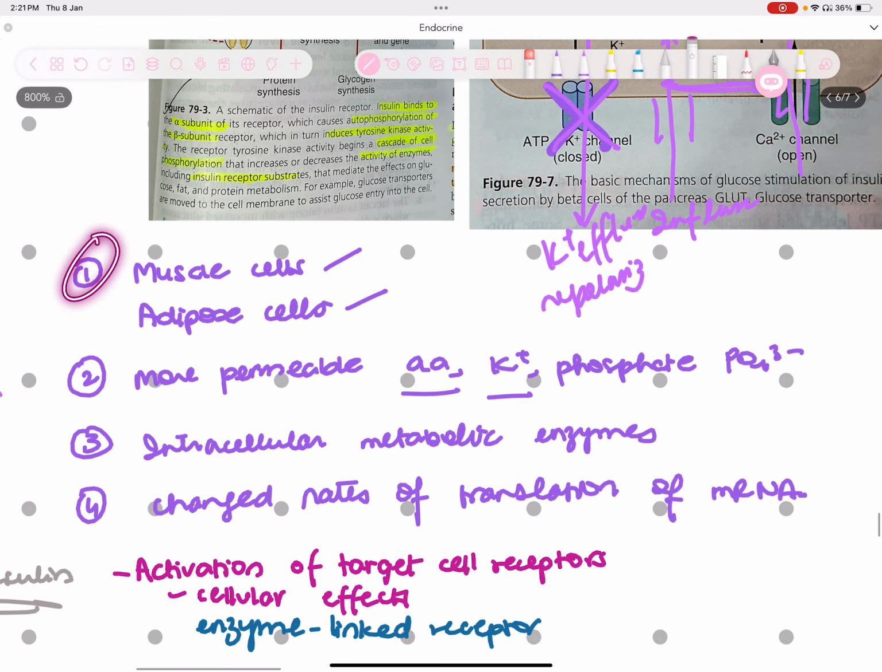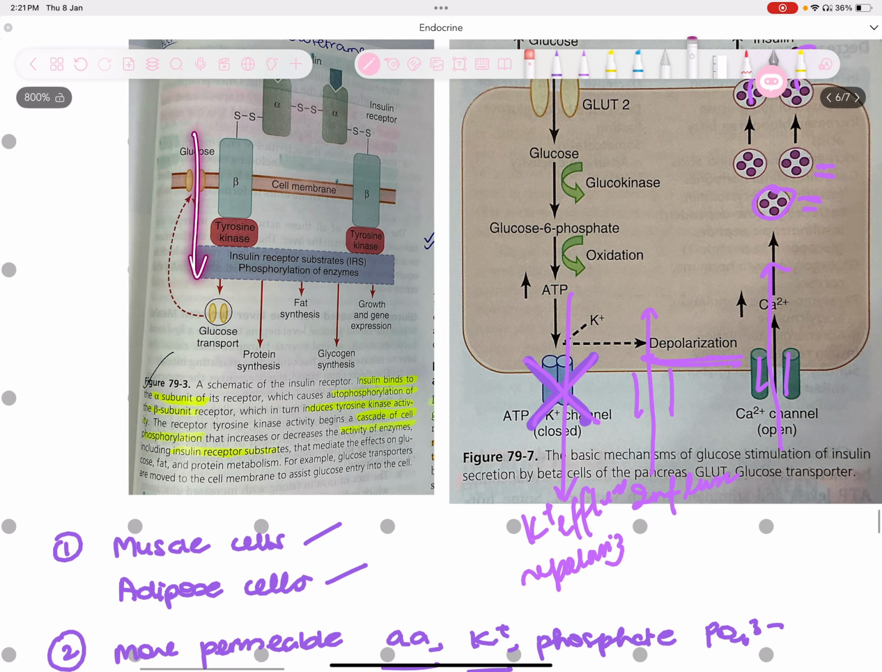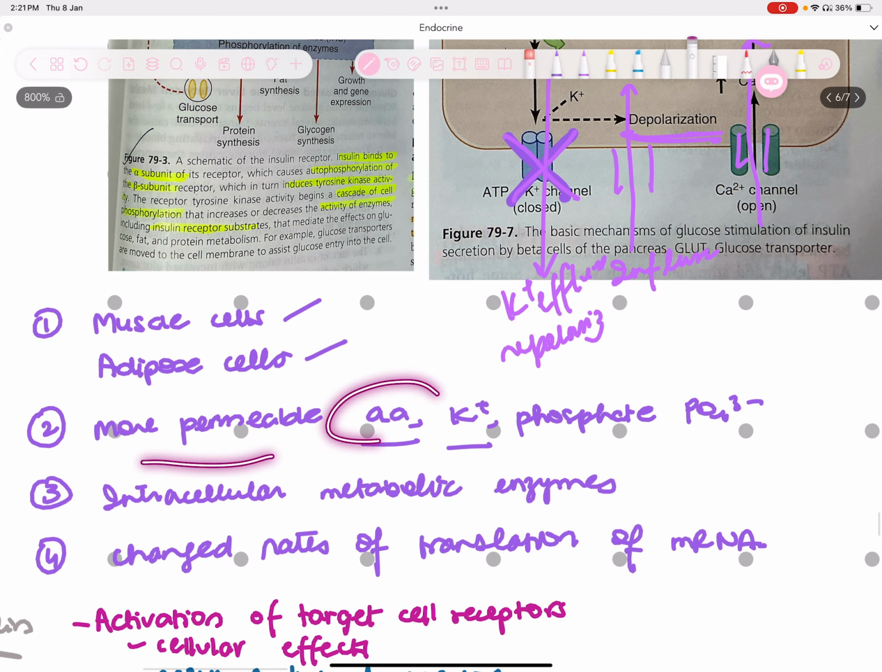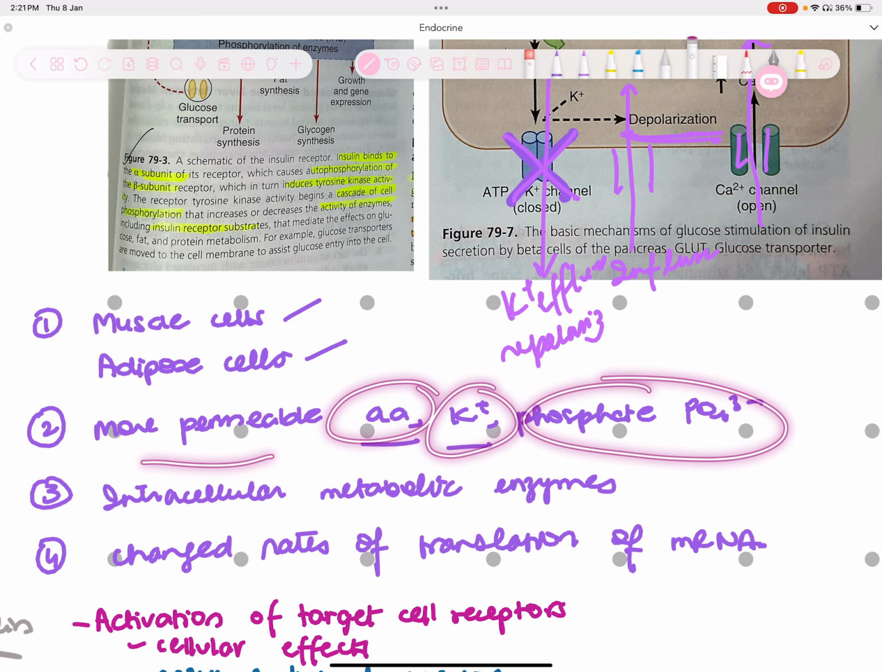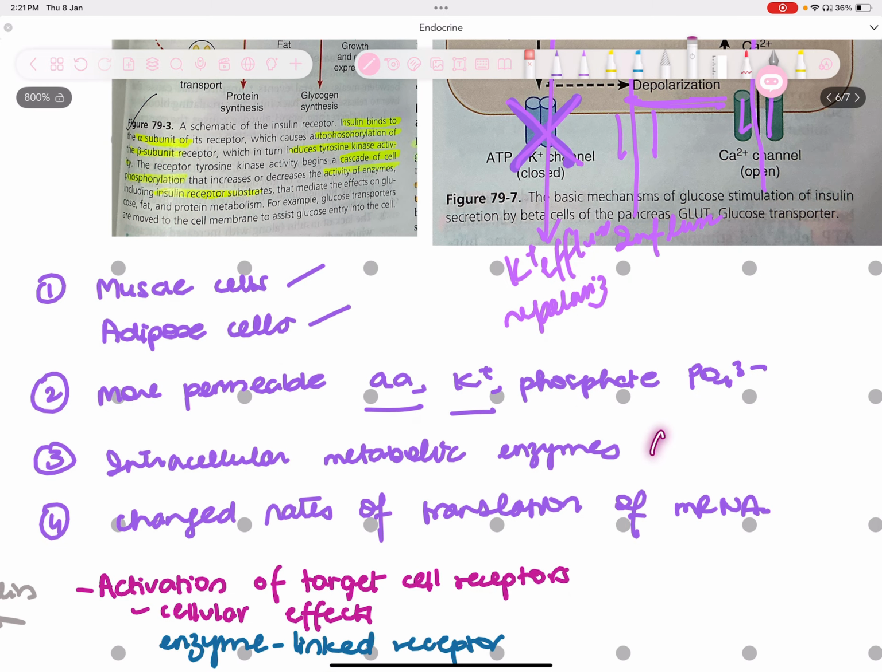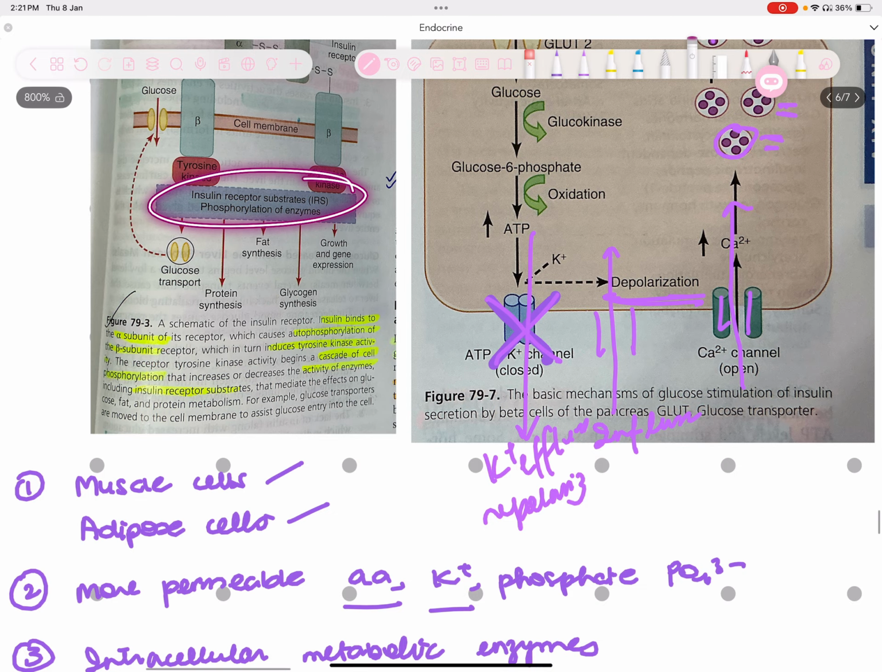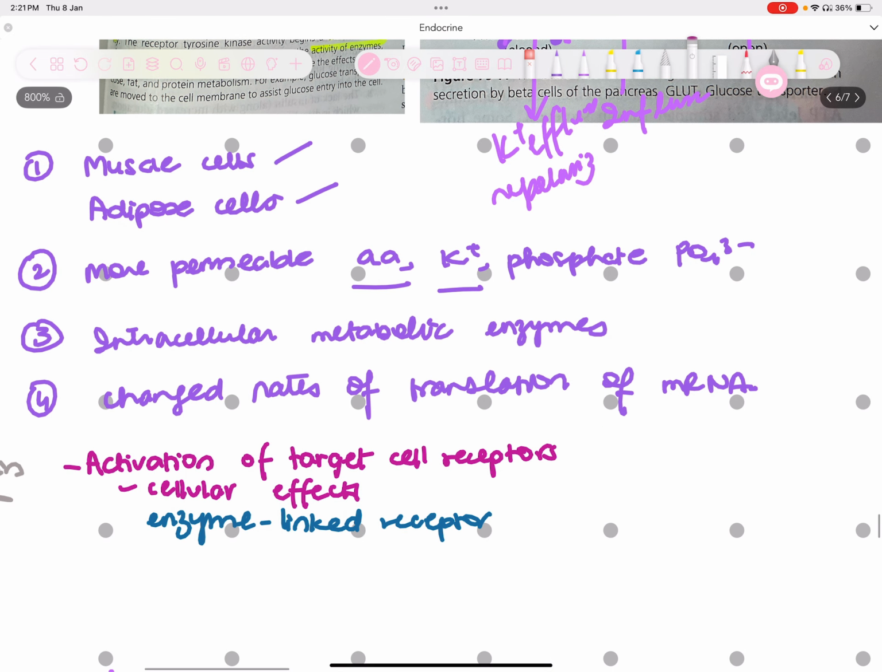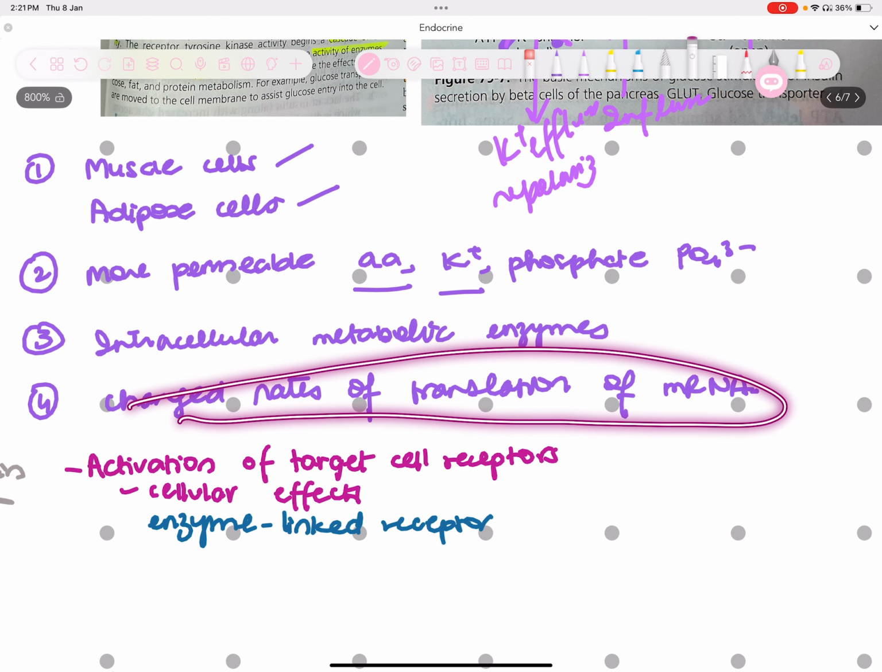The four primary intracellular effects are that muscle cells and adipose cells will have increased uptake of glucose. More and more glucose will come into these cells via these GLUTs, and they'll become more permeable to amino acids, potassium, and phosphate ions. There'll be intracellular metabolic enzymes that will be either activated or deactivated. For example, it activates these, you can also deactivate them, and then there'll be changed rates of translation of mRNA.